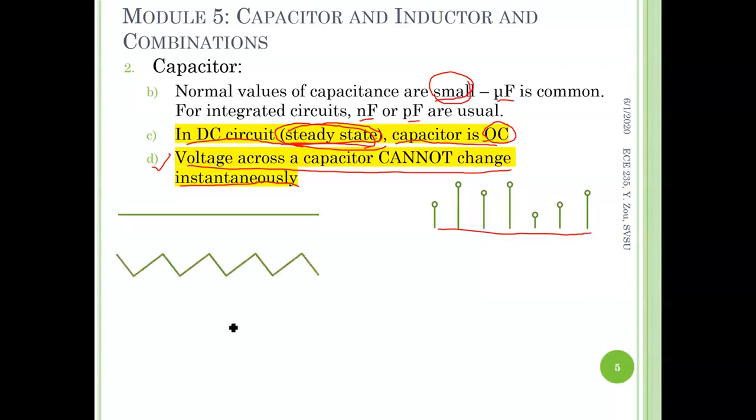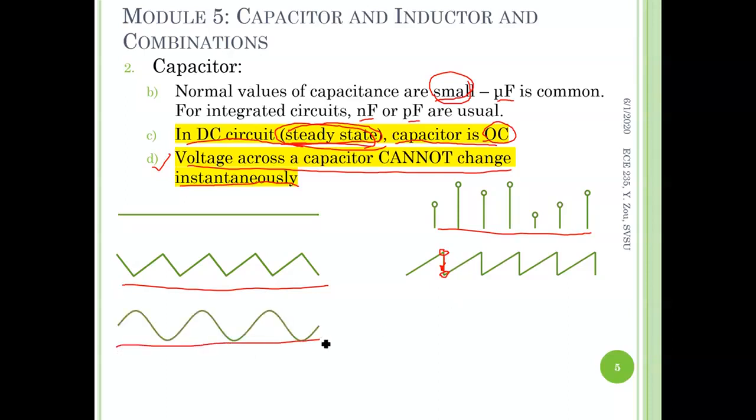More examples. How about this sawtooth? Is it changing instantaneously? No, it is not. But this signal does. So it is changing from this value back down to this value at the same moment. So this is so-called changing instantaneously. Okay. More examples. Sinusoidal, obviously, is not changing instantaneously.